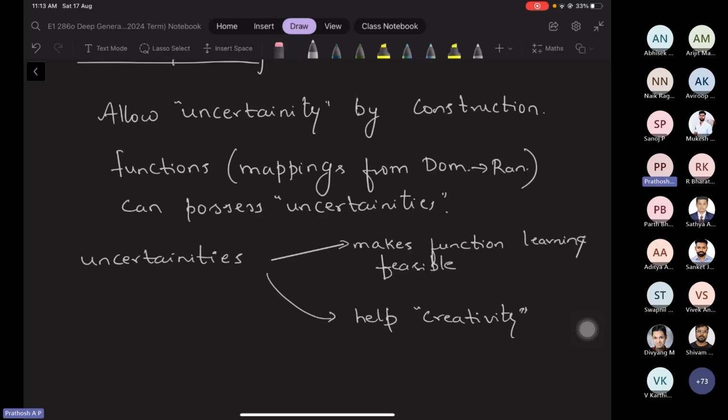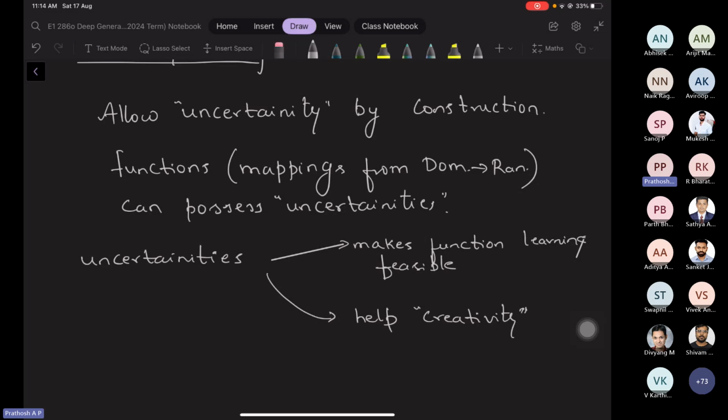So what do I mean by allowing uncertainty? How you do it actually is something that I'm going to talk about in a while. But before that, on the philosophical idea, any questions? Sir, here domain range means the input values. Please raise your hands before you talk. Okay, I'll call out your names.